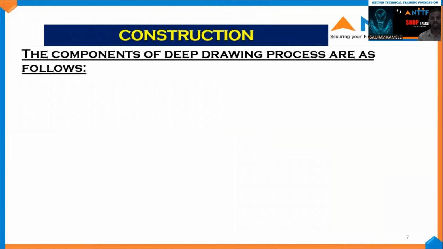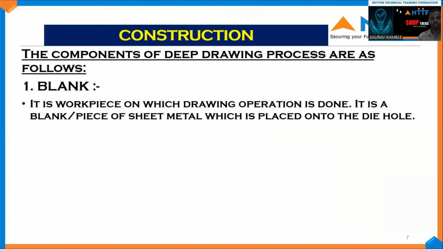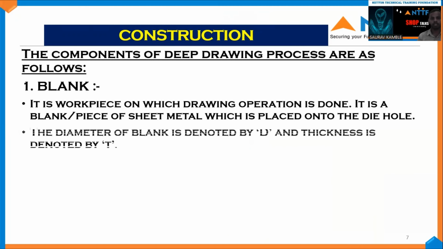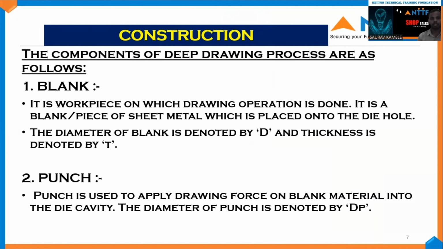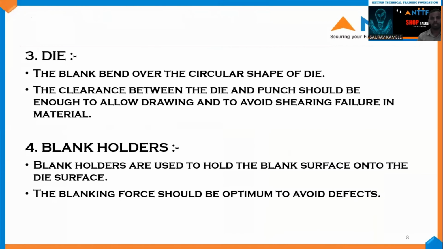Construction. The components of the deep drawing process are: blank. It is a workpiece on which the drawing operation is to be done. The diameter of the blank is denoted by D and thickness is denoted by t. Punch. Punch is used to apply drawing force on the blank material into the die cavity. The diameter of the punch is denoted by dp.